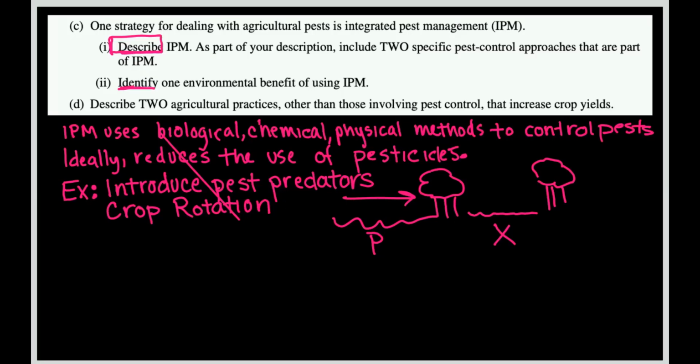And then it says, identify an environmental benefit of using IPM. So what is the benefit to using IPM? You don't have to describe it because they just say identify. You just need to say an environmental benefit is, bam, okay? So I could say less pesticide. Now I would put this in a sentence in a real FRQ.